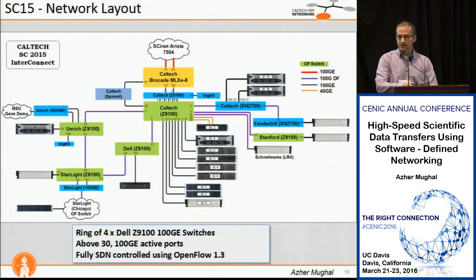So this is the network layout that we finally used at SC. The green boxes are all OpenFlow controlled switches. These are the Dell Z9100 switches. The blue ones are switches which were not under OpenFlow, but mainly the ring was controlled through SDN. And then there are WAN paths and a couple of side demonstrations, including Mellanox using parallel PSM optics for the 100 gig.